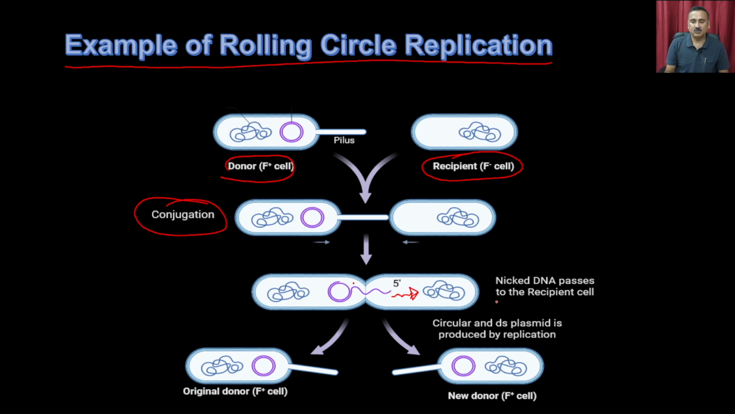So this single stranded DNA is going to be transferred to the recipient cells, and then the circular and double stranded plasmid is produced by the new cells. This single stranded circular DNA is then utilized as a template by the recipient cells, and it's going to make the double stranded DNA, and that's how you are going to have the plasmid, and that's how you are going to have the exchange of genetic material, and exchange the phenotypic feature.